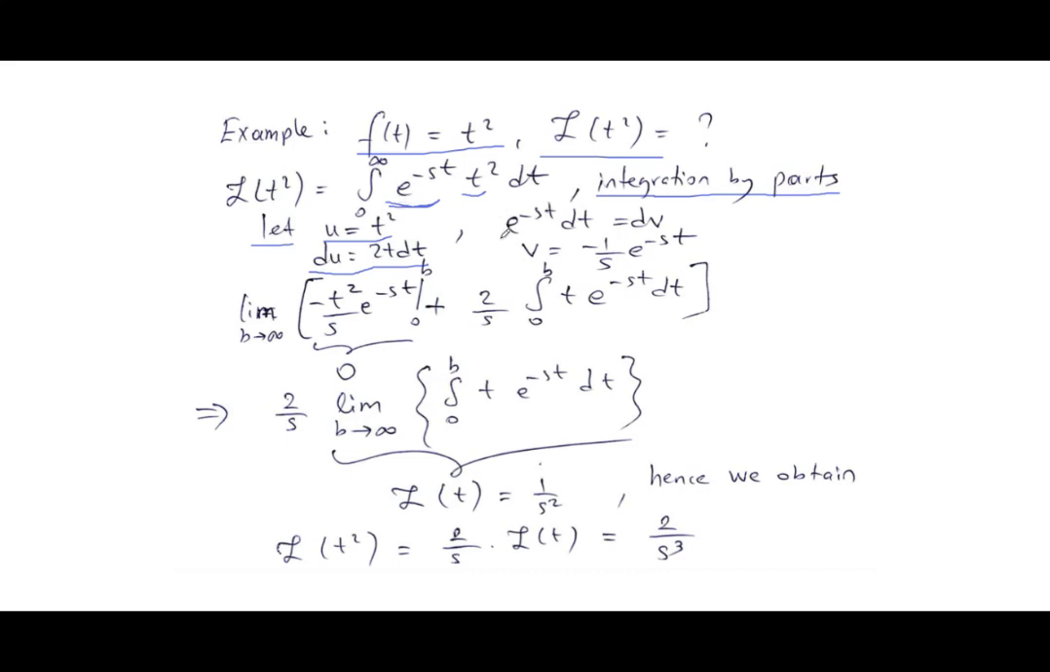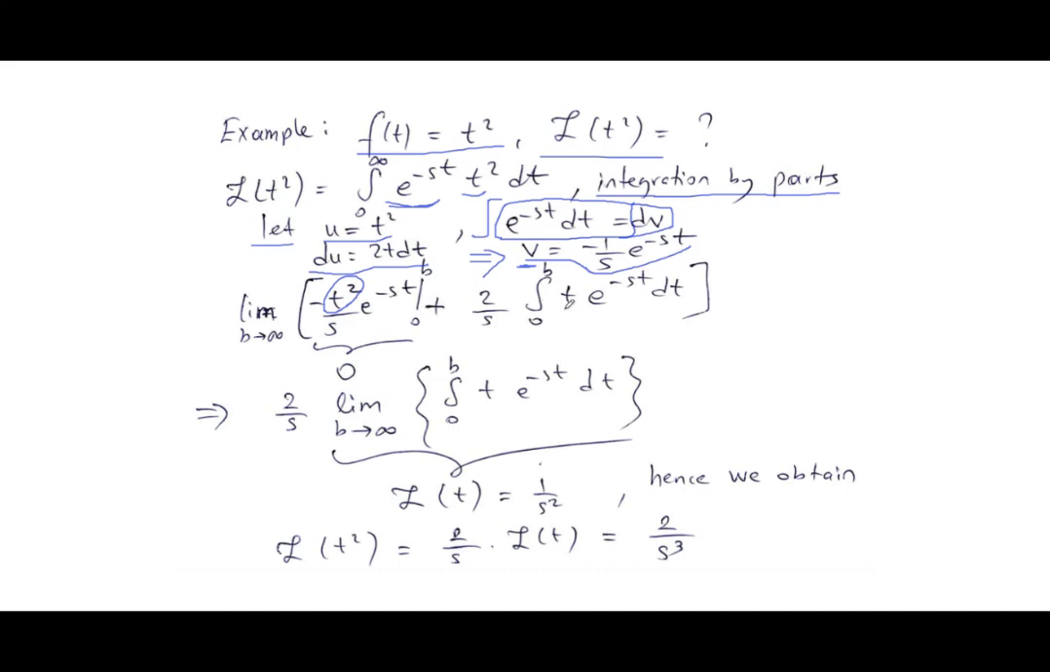And then the remaining term, we assign this as our dv. From here, we need to integrate both sides, and we obtain our v as minus 1 over s e to the power minus st. Now we can apply the formula: u, which is t squared, this is our u, multiplied with the v, which is minus 1 over s times e to the power minus st. And then we have a minus.